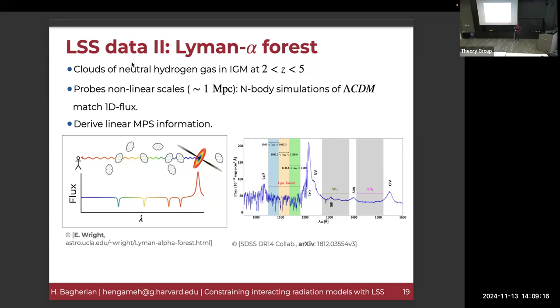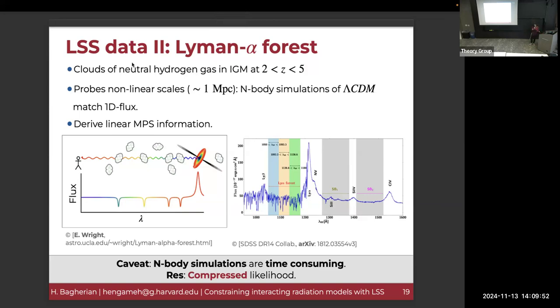Based on how populated, how dense this forest is, you can infer how much structure you have, basically how much matter you have between you and the quasar. And that gives you information about the matter power spectrum. The thing about Lyman alpha is that it lives at about 1 megaparsec, which is almost in the nonlinear regime. So the best way people can deal with that is to take lambda CDM, do various fits, and then run n-body simulations of lambda CDM to extract values that would correspond to the Lyman alpha spectrum.